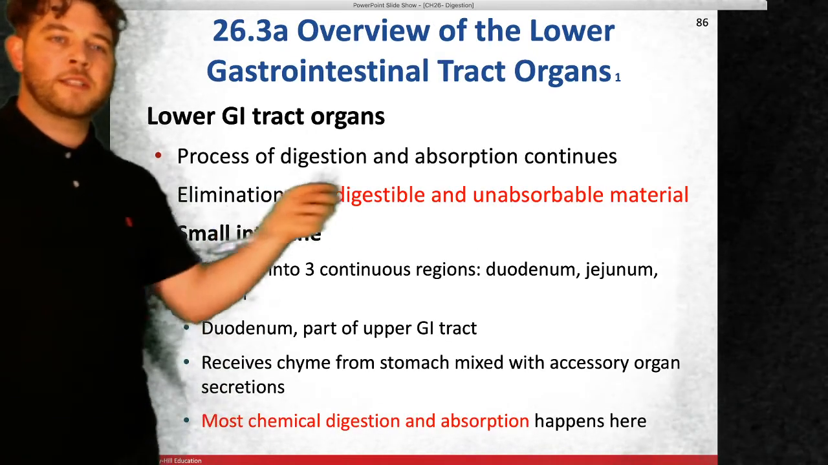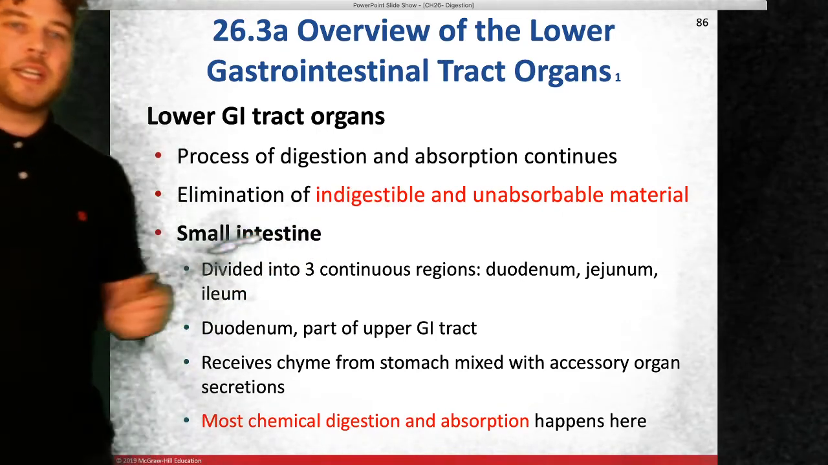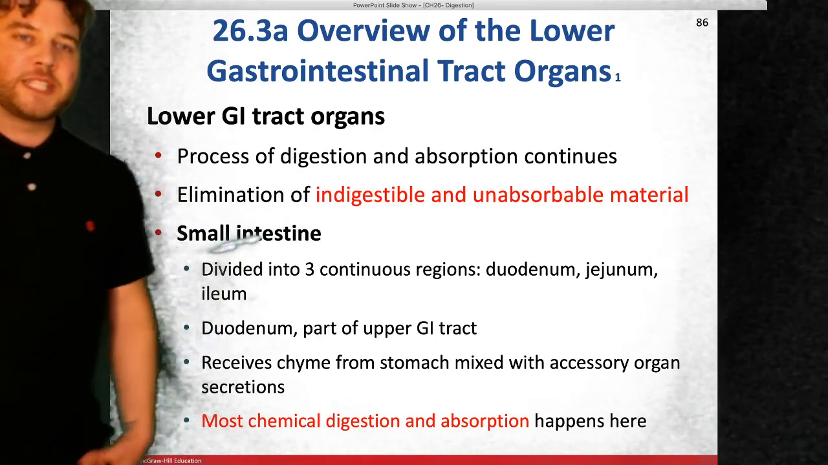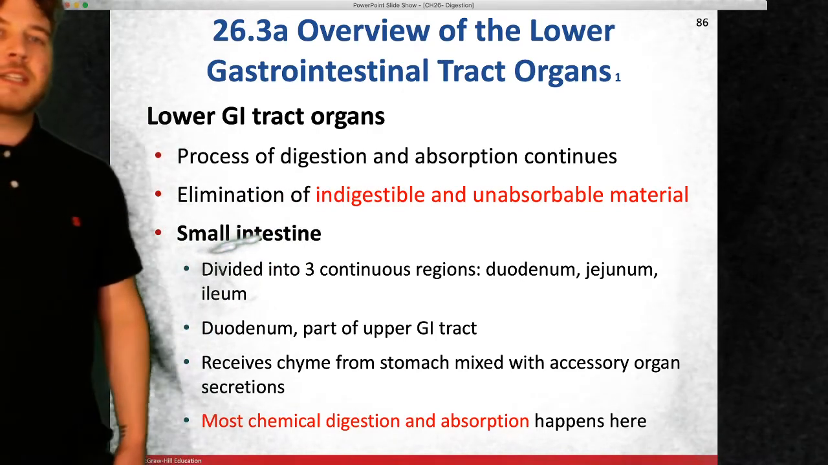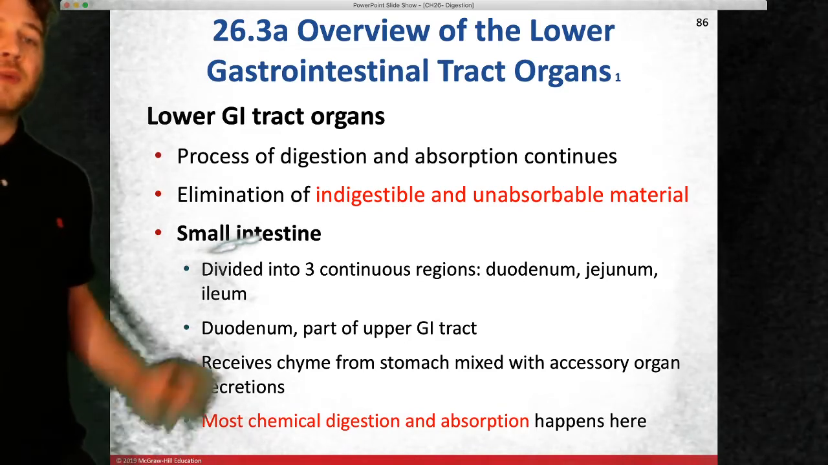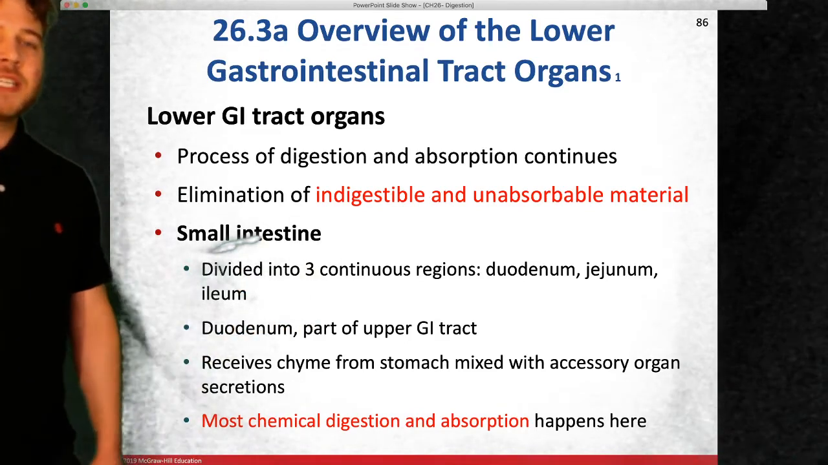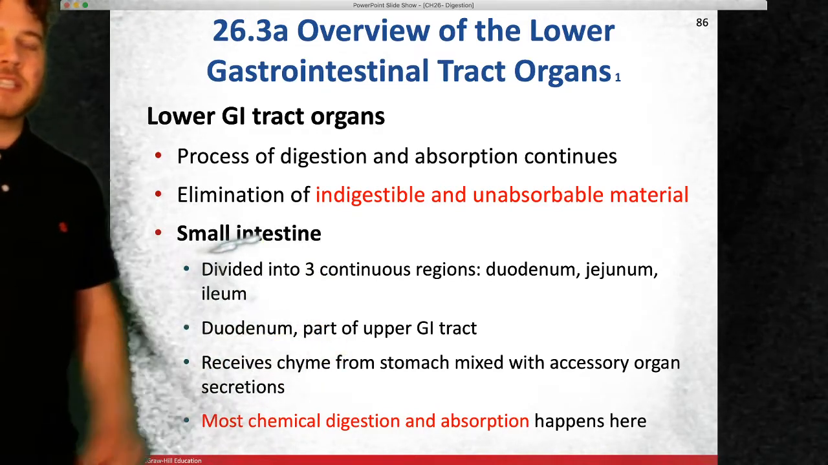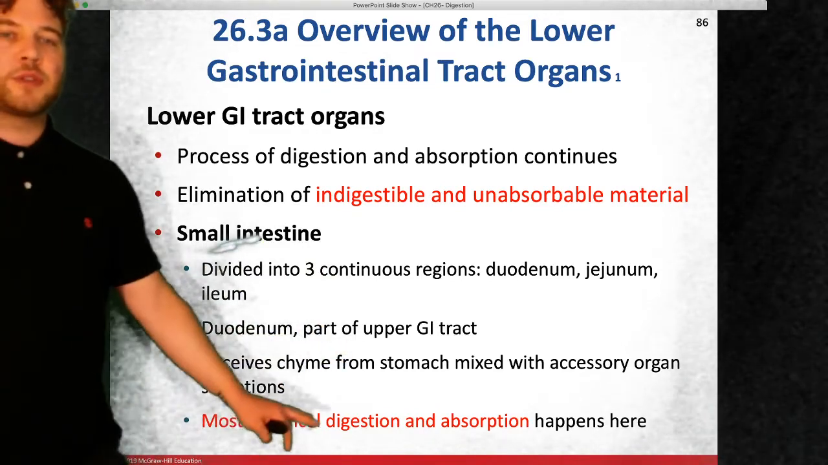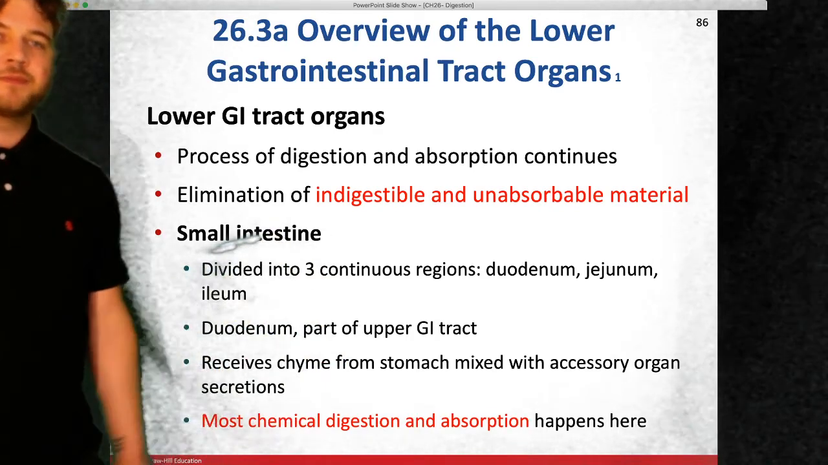Lower GI tract organs, process of digestion and absorption continues. Elimination of indigestible and unabsorbable material. The small intestine is divided into 3 continuous regions: your duodenum, jejunum, and ileum. Duodenum is still part of the upper GI tract, but we're going to talk about it here in the lower GI tract. Receiving chyme from the stomach mixed with accessory organ secretions. Most chemical digestion and absorption happens here in the small intestine. That is its main role.